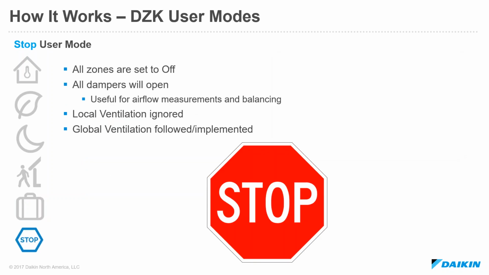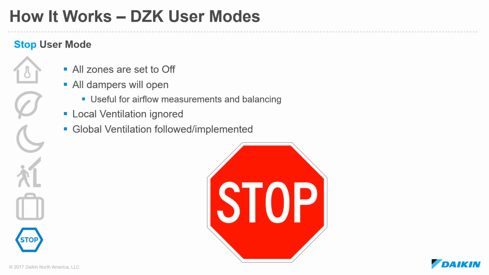The last user mode available is the stop user mode. So stop user mode essentially sends the off command to all zones. And what this will do is it will open all of the dampers on the DZK. So keep that in your back pocket for installers, because it's useful if for some reason you need to open all outlets and you are doing some TAB work and we need to adjust some dampers, some balancing dampers.